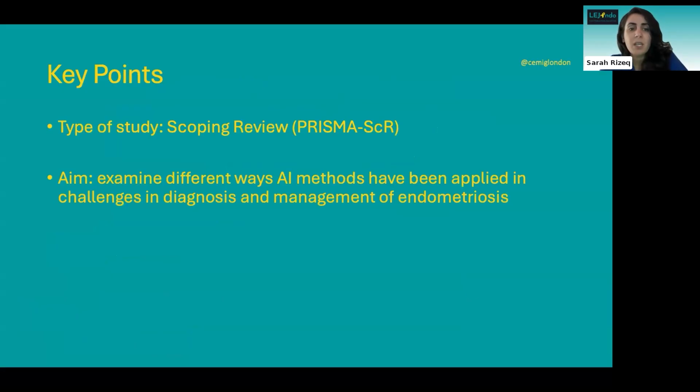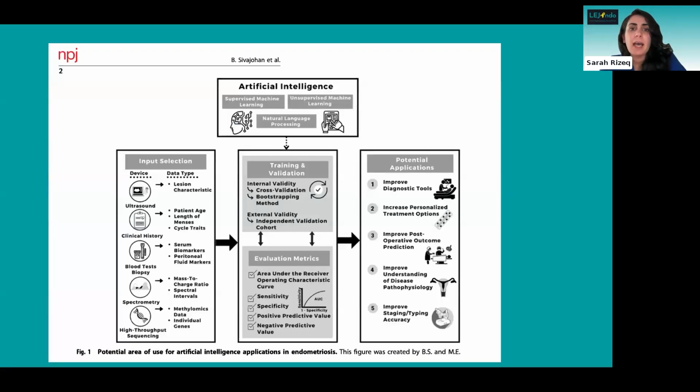Next slide. So this study basically aimed to examine and summarize how AI is being applied currently in endometriosis. Next slide. To be able to generate some sort of comparison between these AI models, the authors had to make a schematic overview of how AI can or is being used in general in endometriosis and in general in surgery.